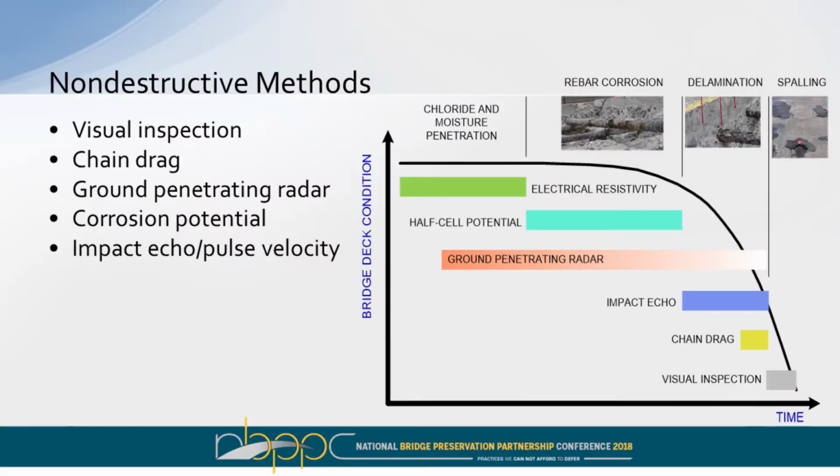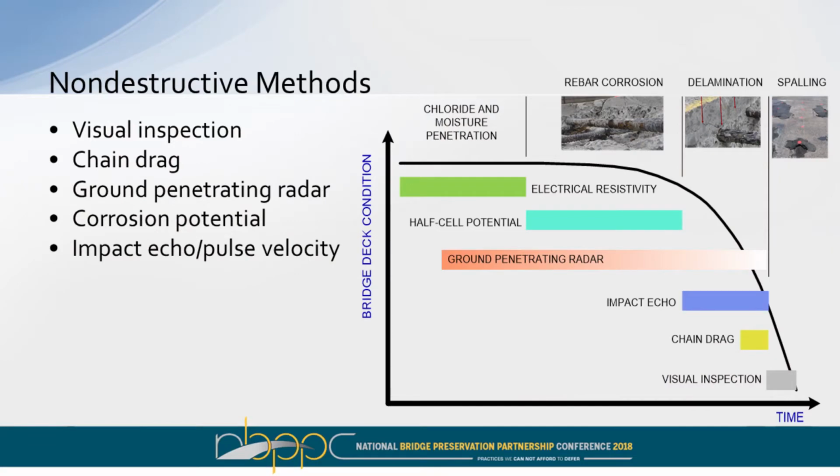Here we have a generalization of bridge deck deterioration. We start at time 0, and then slowly deterioration is exponential. And we indicate what different methods are effective at identifying different deterioration. Obviously, on a bridge deck, we start with chloride and moisture penetration. Then we have rebar corrosion. That leads to delamination and then eventually spalling. Visual inspection is really only going to identify where the spalls and cracks are. Chain drag is identifying those late-stage delaminations. And then you can use some more effective non-destructive testing methods to identify earlier delaminations, corrosion, chloride, and moisture penetration.